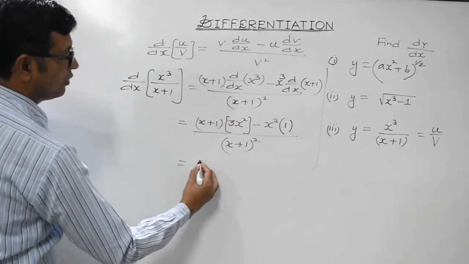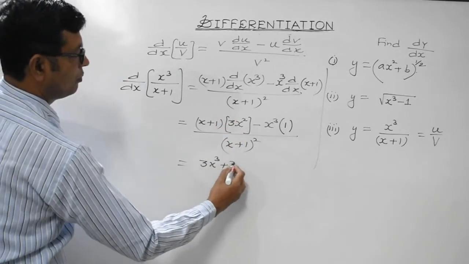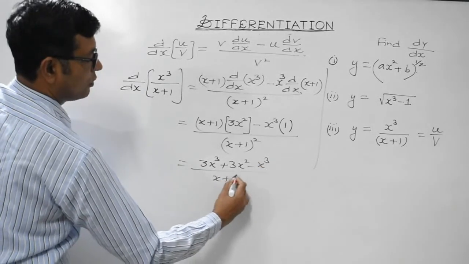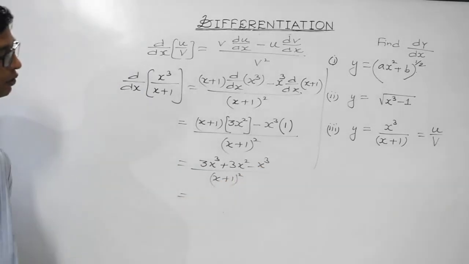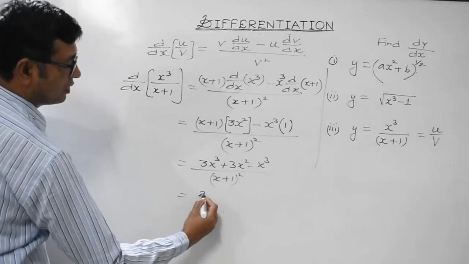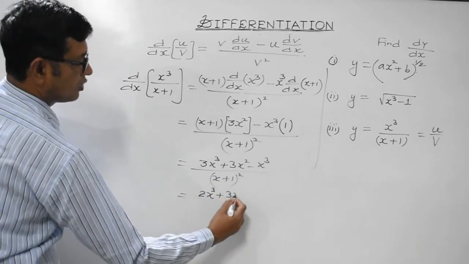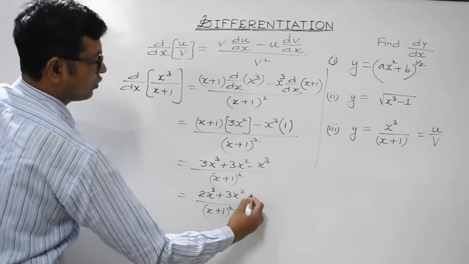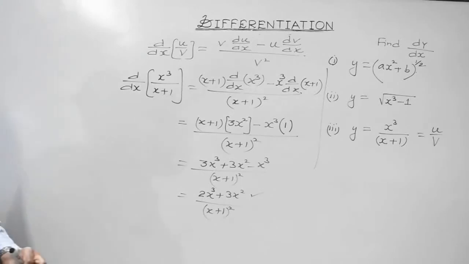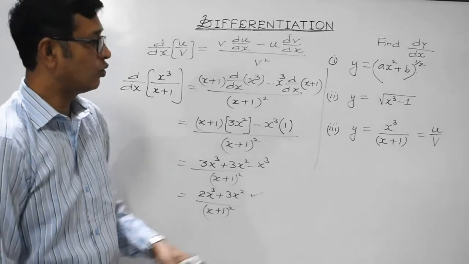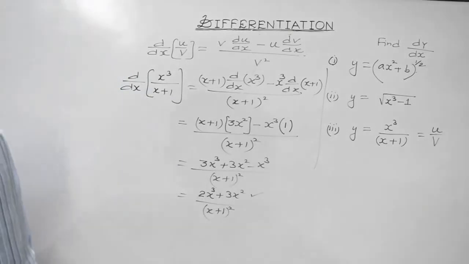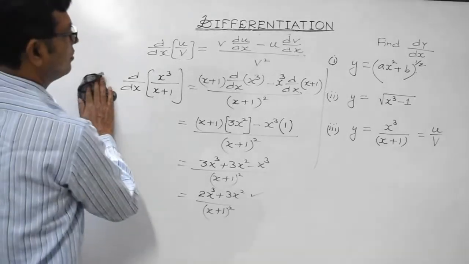So on opening the bracket, we get 3x cube plus 3x square minus x cube divided by x plus 1 whole square. So 3x cube minus x cube will give us 2x cube plus 3x square divided by x plus 1 whole square. This will be the answer, right? So this is the quotient which we have done making use of the quotient rule. Okay, let's consider some other examples as well.